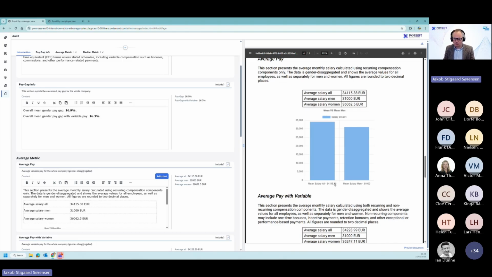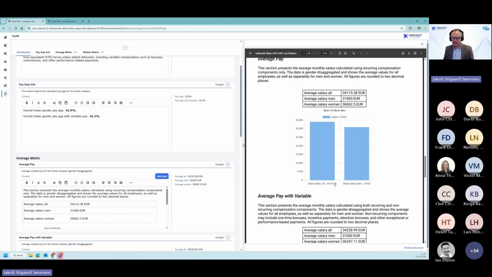The application also offers, obviously, the ability to import data, either as Excel sheets or even better as a sort of integrated API towards, let's say, a payroll provider or wherever you might have the underlying data. So that is also part of the application as it sits.